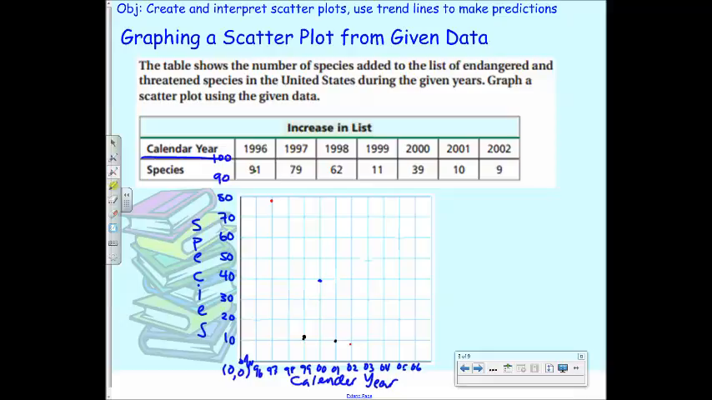Good. I think we skipped a year. I think we skipped 1998, so I'm just going to put that on there. Okay. And I'm just going to make them a little bigger so that you can see where everybody's plots are.